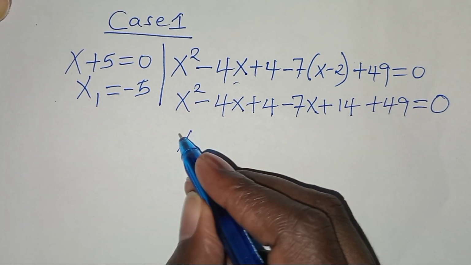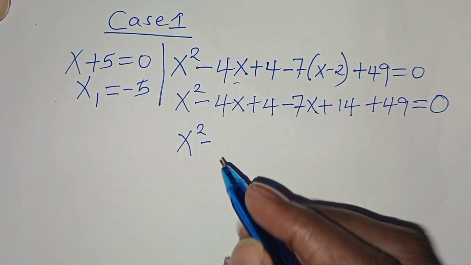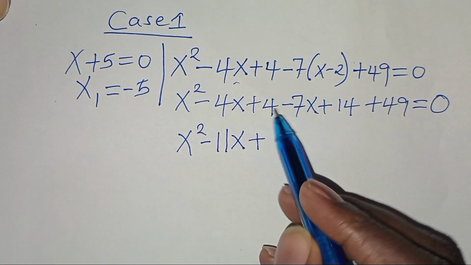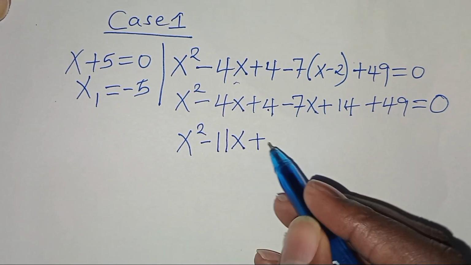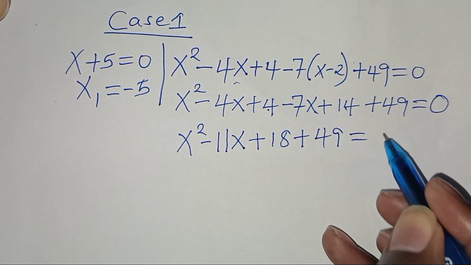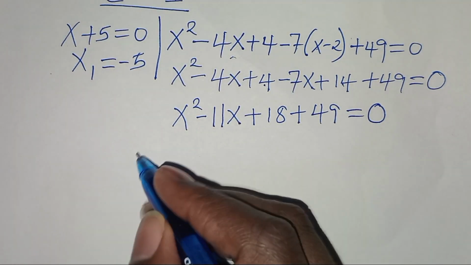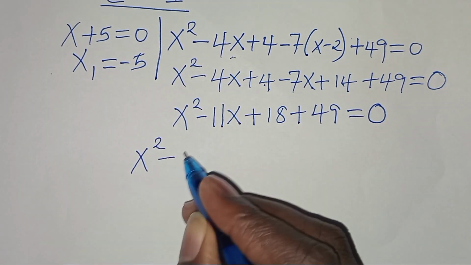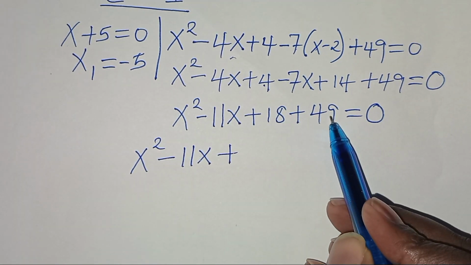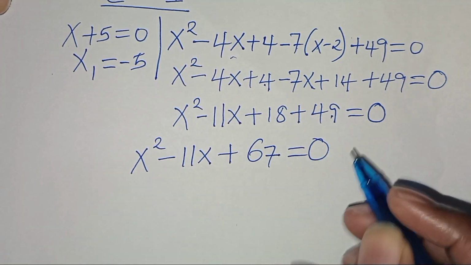Now, we have x squared. Let's collect the like terms together. We have negative 4x minus 7x, this is negative 11x. Then we have 4 plus 14, which is equal to 18, then plus 49. This is equal to 0. The next step here, we have x squared − 11x + 18 + 49, and 18 + 49 is equal to 67. This is equal to 0.